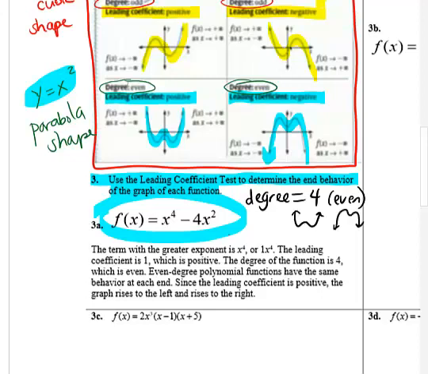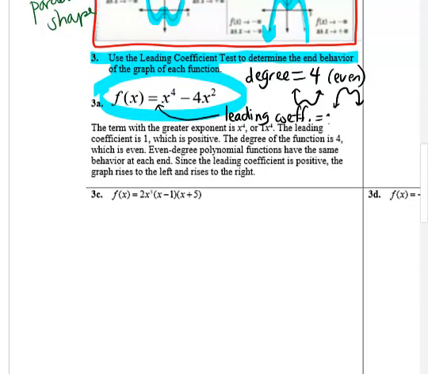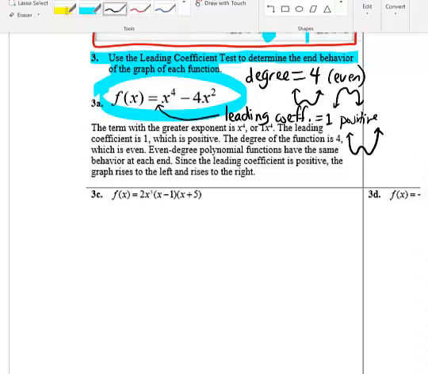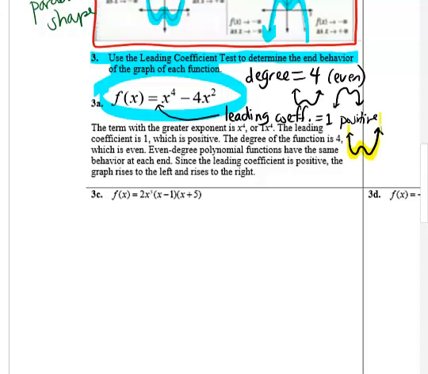So it's one of those, but the leading coefficient will narrow it down and tell me which one of those it is. The leading coefficient, that's the coefficient of the highest powered term, so the coefficient of x to the 4th would be 1. That's a positive number. So that helps me narrow it down. I know it's going to be an upward parabola. Because a downward parabola would have a negative in front of the x to the 4th term. So that's your answer. The graph rises to the left and rises to the right. That's what you could say. Or you could say it goes up on the right, up on the left, as long as you get your point across somehow.